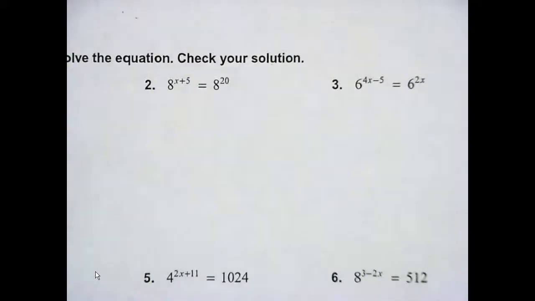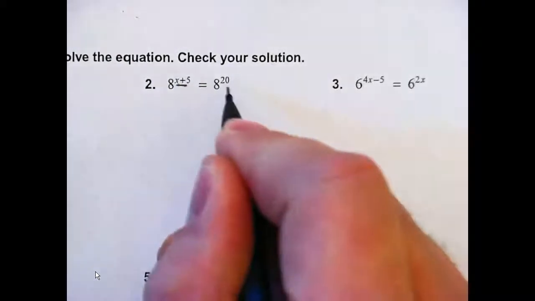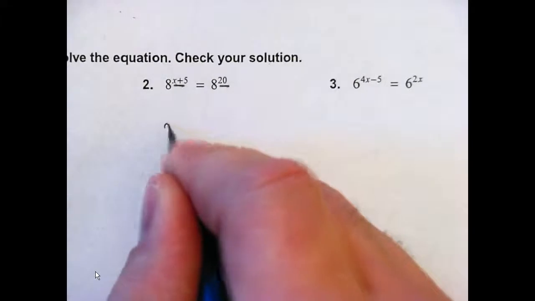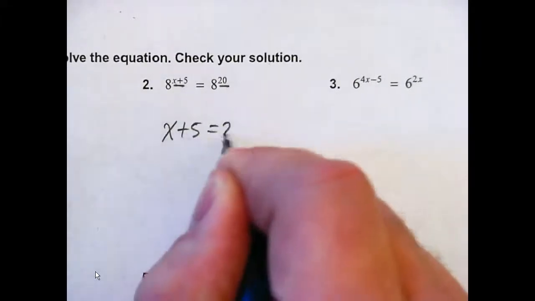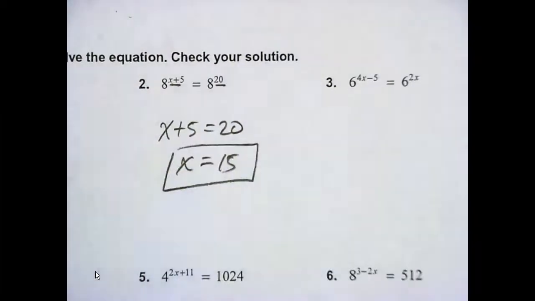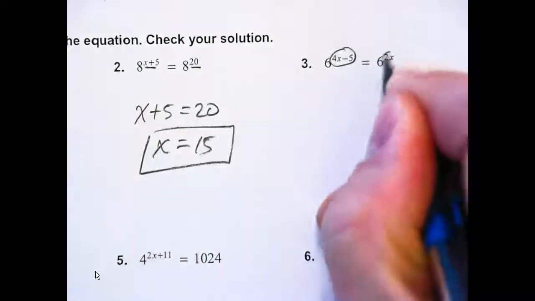Okay, base is the same, correct? Both 8. So we're focusing right here. X plus 5 must equal 1024. X plus 5 must equal 20. Therefore, x is 15. If the base is the same, just take the powers and set them equal.